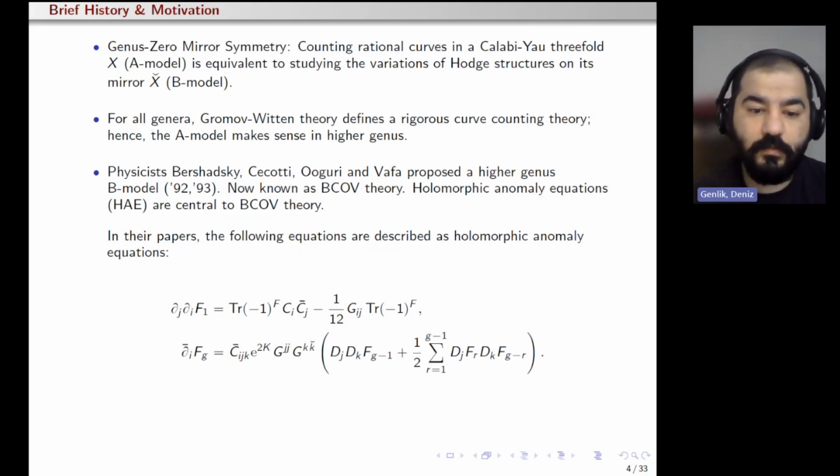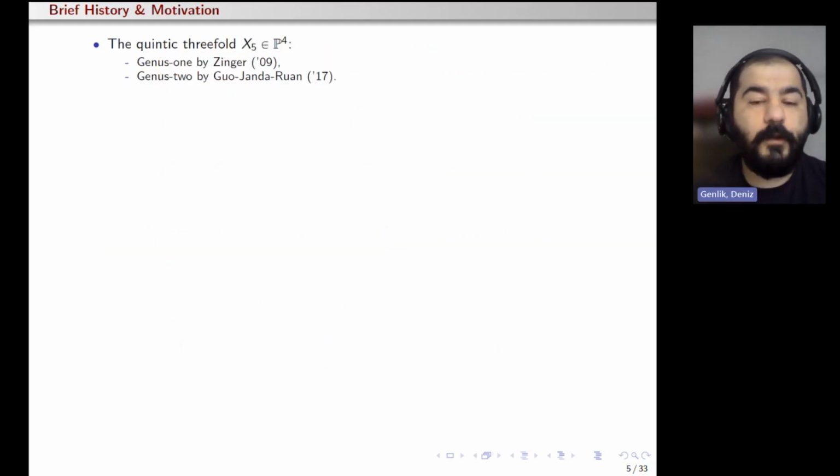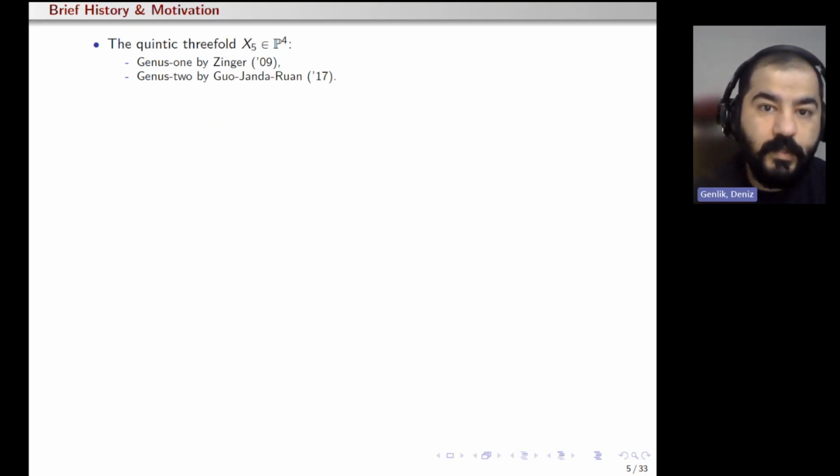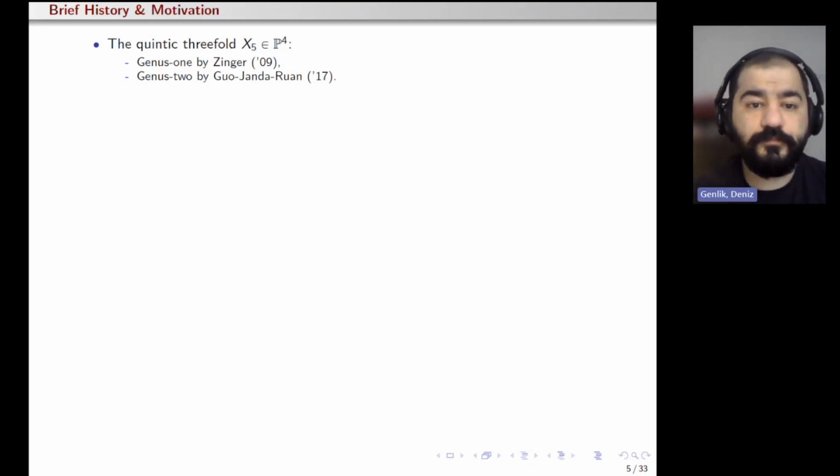And since we are taking the anti-holomorphic derivative on one side, and we have something non-zero on the other side, this is called the holomorphic anomaly equations. Physicists proposed this in the beginning of the 90s, but the progress has been very slow. For example, in 2009, there was the work of Zinger for genus 1. And almost a decade later, Ruan did some work on genus 2.